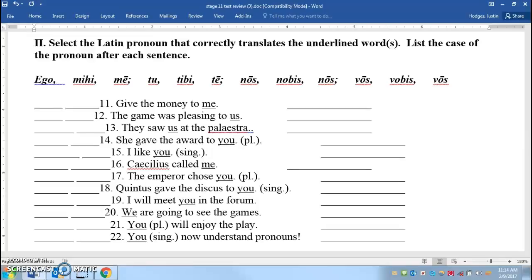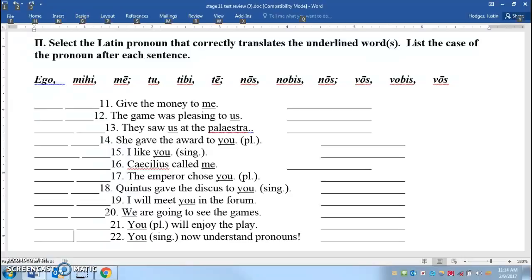This is section 2, 11 through 22 of the study guide. This section, as you can see, all the sentences are in English, and it can be pretty simple, but what it's really asking you to do is to identify what part of the sentence the underlined pronoun is, and then from there pick the proper form of I, you, we, or y'all to fit that part of the sentence.